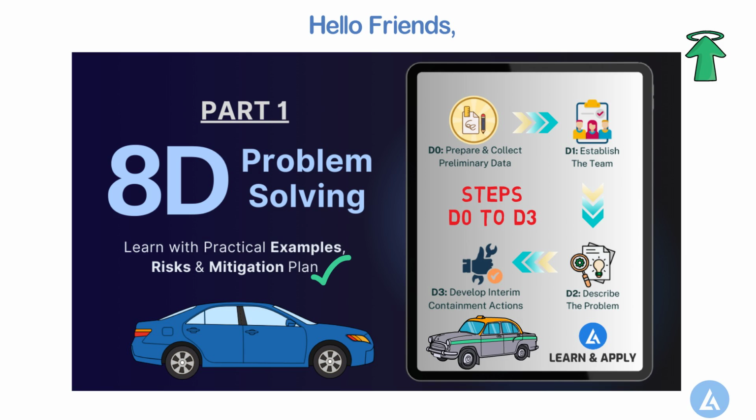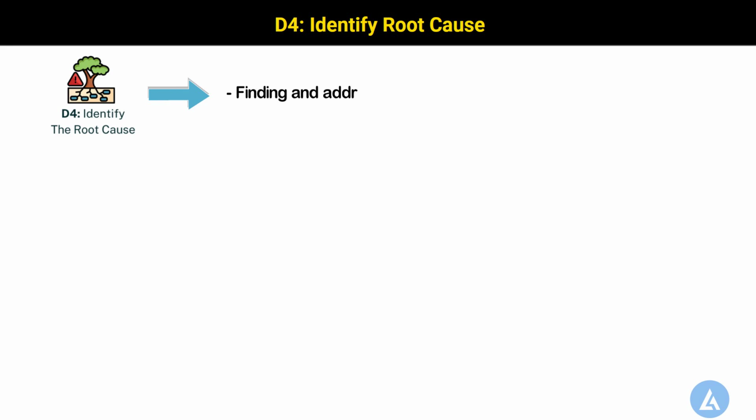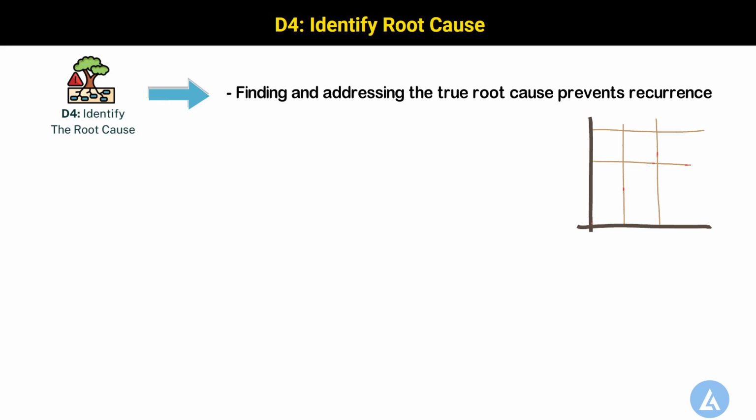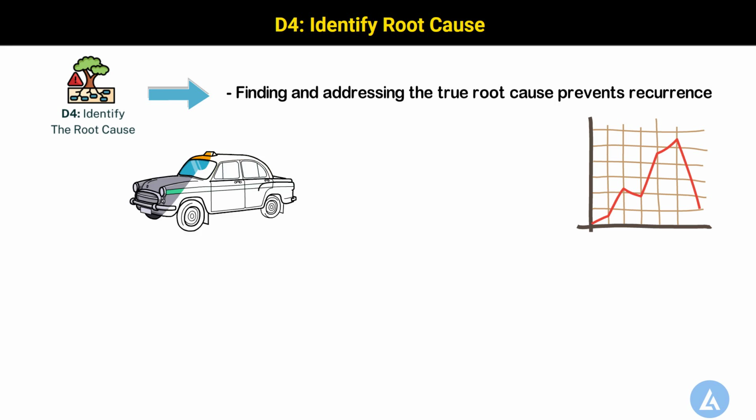Once we implemented the interim containment action, we need to move to the next step, which is D4, identify root cause. Why is this step important? Finding and addressing the true root causes prevents reoccurrence of the problem. Addressing only the symptoms leads to temporary fixes and recurring issues.